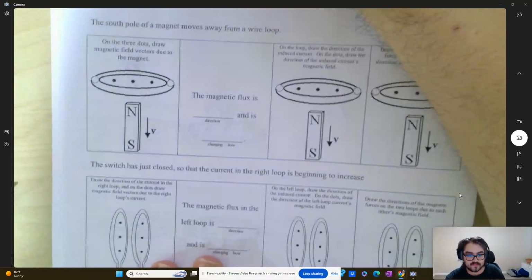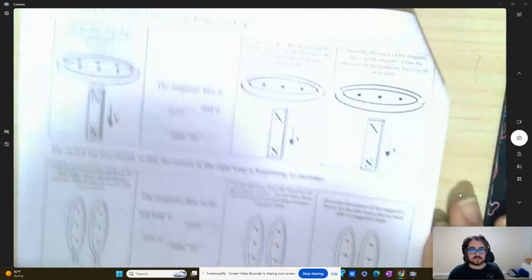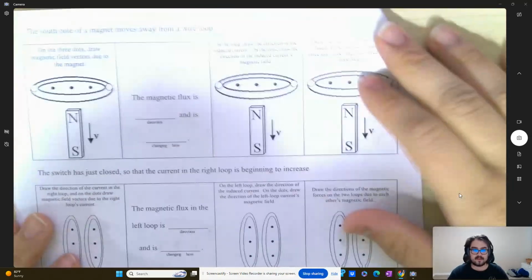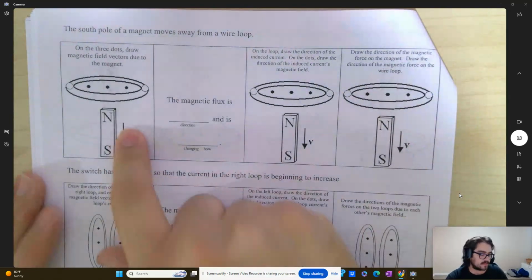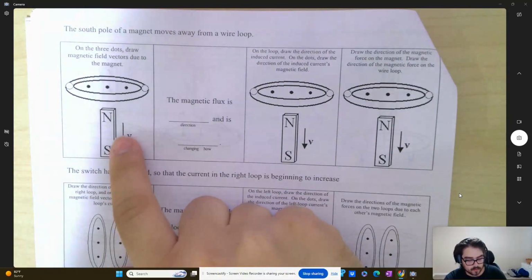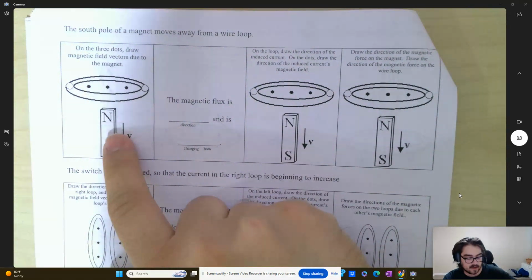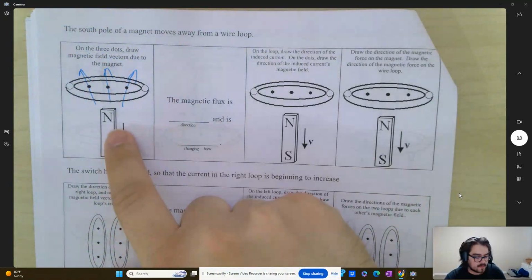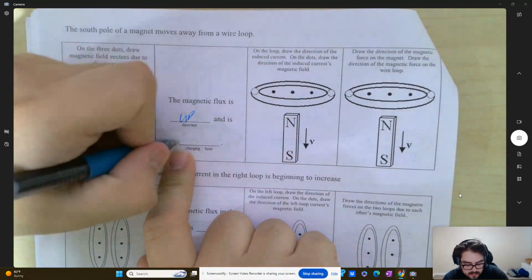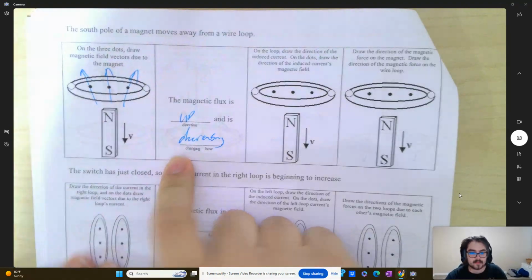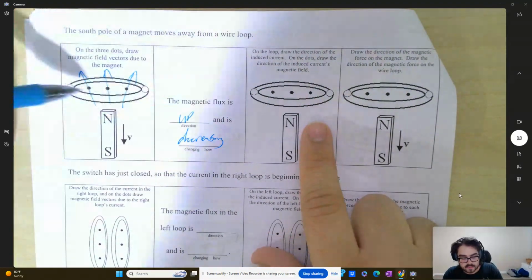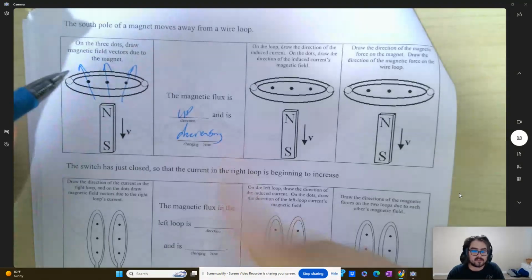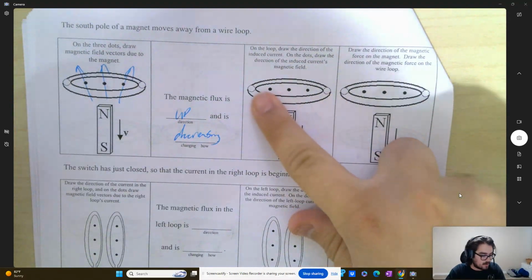You would do the same thing for this example right here. The south pole of the magnet moves away from the wire loop, so this is again the same example, but the magnet is flipped now. The north pole shoots the field lines out of it, so they're going away from it. The magnetic flux is upwards and it is decreasing. Up here, the magnetic field is going upwards and it's decreasing, so you use your right hand, and it goes into the page on the right side and out of the page on the left.